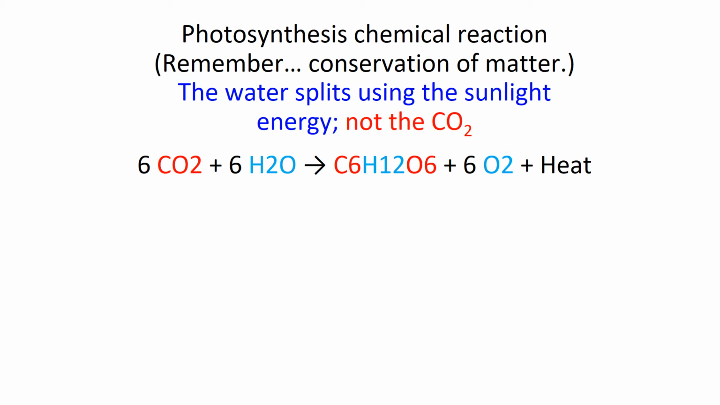And as you can see here, the red represents the light independent reaction, the Calvin cycle, and the blue in the equation represents the light dependent reactions and where they're coming from.